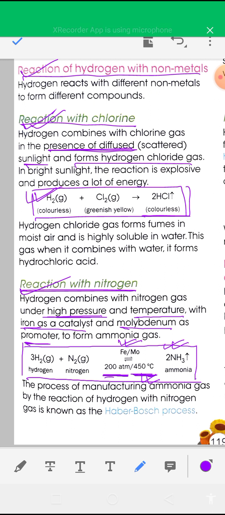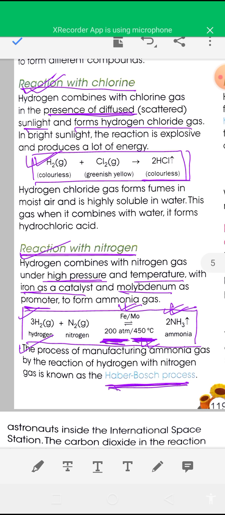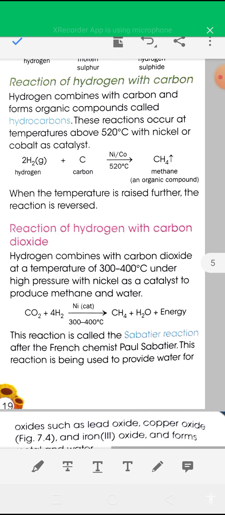So when hydrogen combines with nitrogen, 3H2 plus N2, in the presence of an iron catalyst, molybdenum promoter, 200 atm pressure and 450 degrees Celsius temperature, the product formed is ammonia. This process is known as the Haber-Bosch process, the preparation of ammonia from nitrogen and hydrogen. Using the Haber-Bosch process you can prepare ammonia gas from hydrogen and nitrogen.